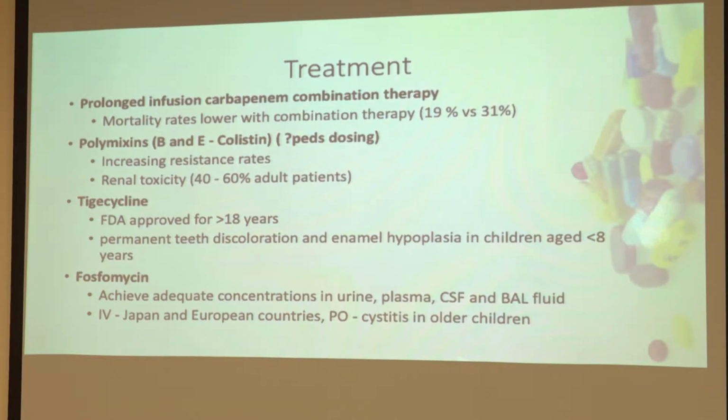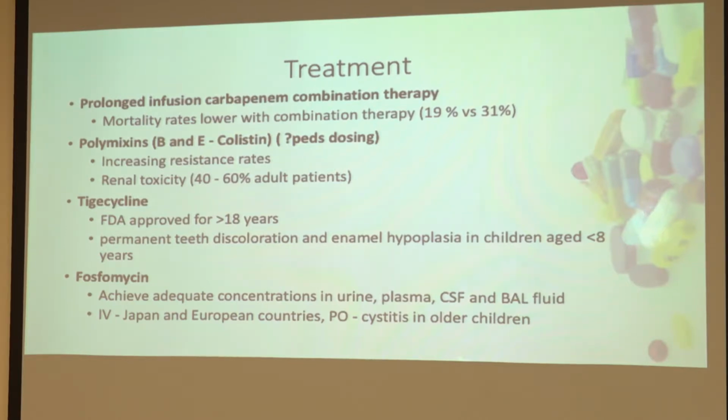The second option is the last resort medicine that we have, which is colistin. We don't have much information about the dosing in pediatrics, but from studies done in adults, we have seen that they have higher resistance rates, and they are very nephrotoxic. There is an ongoing trial in adult patients comparing colistin with a carbapenem and seeing if there is any difference in the outcomes.